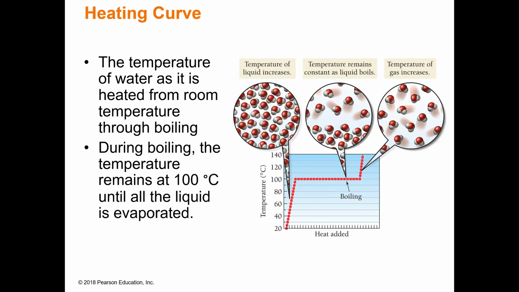This graph shows water warming from room temp through boiling. Notice the flat line during boiling. That's where added energy goes into vaporization, not heating. The same happens at melting points. Remember, in phase changes, temperature stays constant until the change is complete.